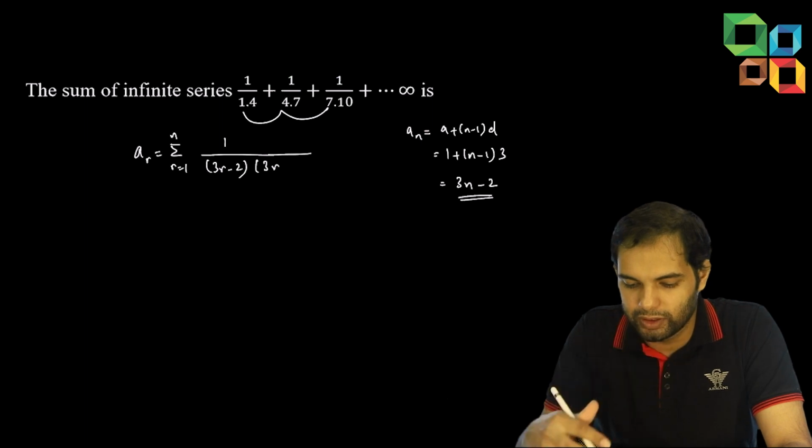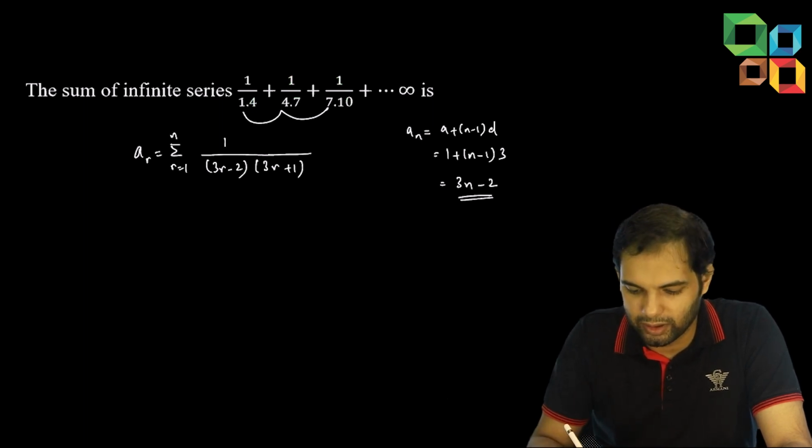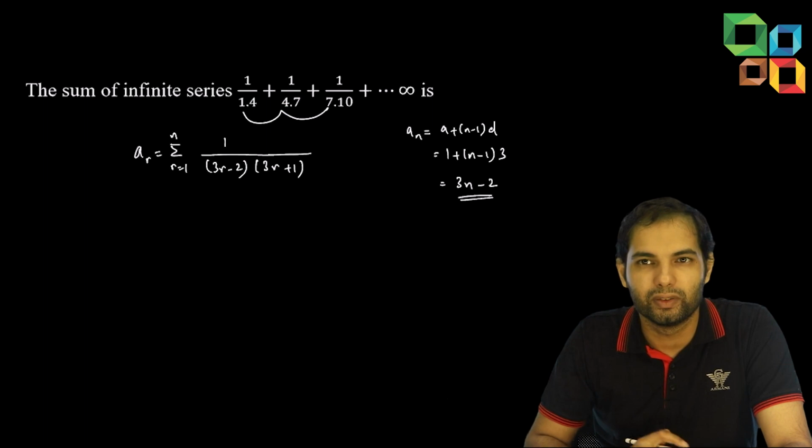But if you know this is 3r now, the first term I'm trying to match is 4. So it is 3r plus 1. Just look at the terms now. When r is 1, yes, this is 1, this is 4. When r is 2, this is 6 minus 2, and this is 6 plus 1. So you can see it is 4 into 7. And each of the terms will match, right?